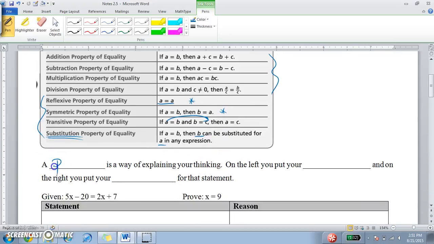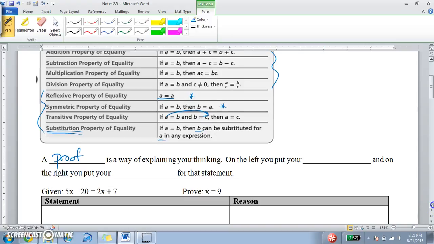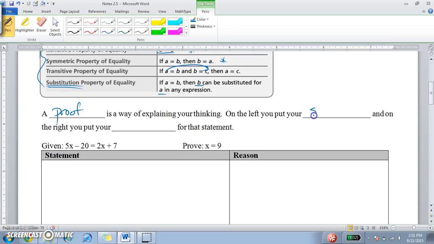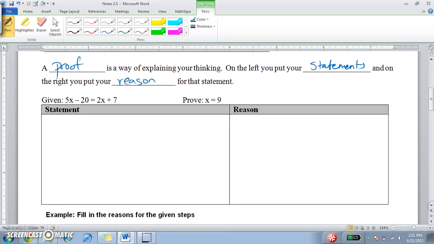So, a proof. Proof is a way of explaining your thinking. We write a proof as two columns, as we see down here. On the left, we put our statements, and on the right, we put our reasons for that statement. So the first statement that we write is always what we are given. We're always going to be given something.